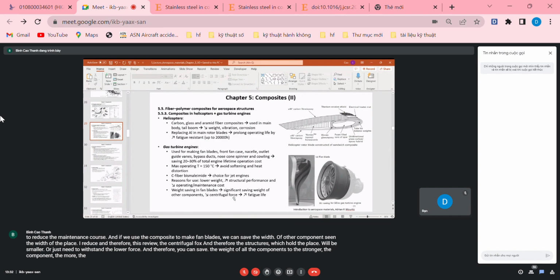So the stronger the component, the heavier the structure is. If you carry fan blades having lower weight, the carrying structures will be smaller or lighter, and in this way we can help to improve the fatigue life. Did you get the point?